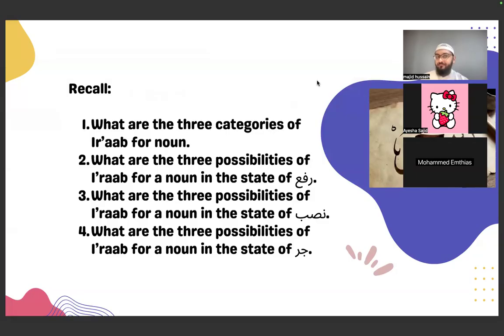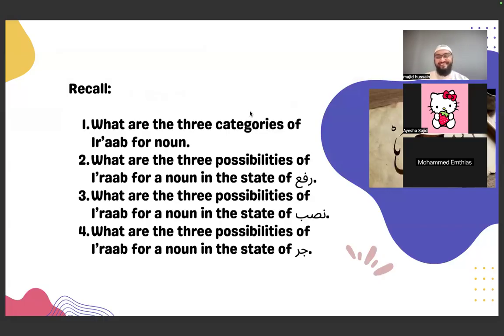Nahu is the subject we are learning. And the two subjects within Nahu are the kalima and the kalam. Then we have ism, fil and harf. Last class we learned mu'arab and mabni. Now we are in mu'arab, where we talk about the different categories of i'rab, that means the changing of the last letter: rafa, nasab and jar. Very good. Jazakallah khair.